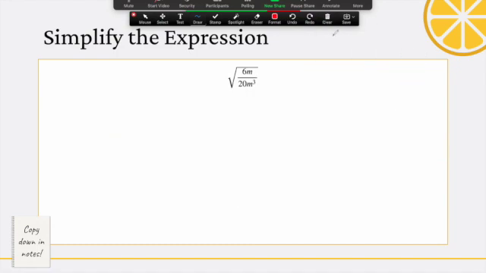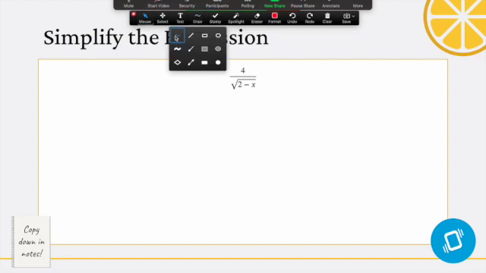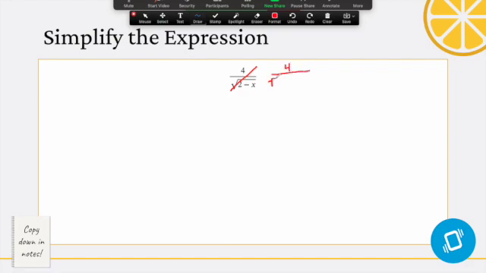Alright, let me clear this and then let's continue on to the next problem, which is asking us to simplify the expression 4 over square root of 2 minus x. Now this one's a little bit off. That problem, I forgot to change it. It needs to be 4 over square root of 2 minus x, like that.